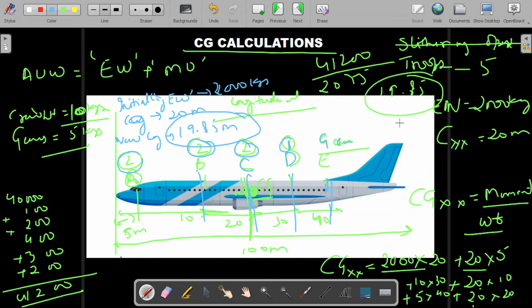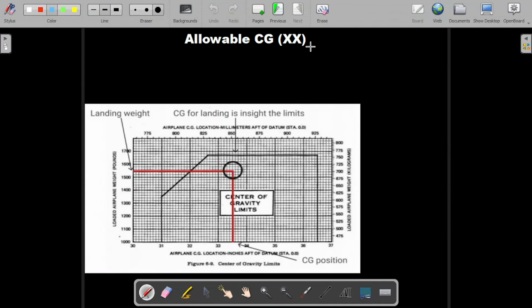Similarly, when we go for the lateral one, we have to check how much weight is positioned on either side, and then we have to calculate the CG similarly. So now coming to the last part. Any flight manual will have this kind of graph. As you can see, this is the box which is of major concern.